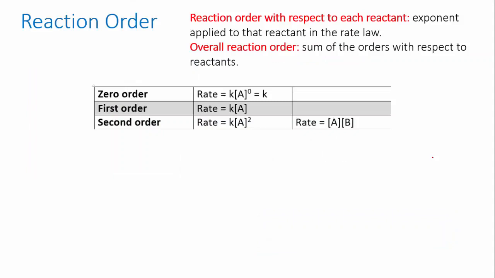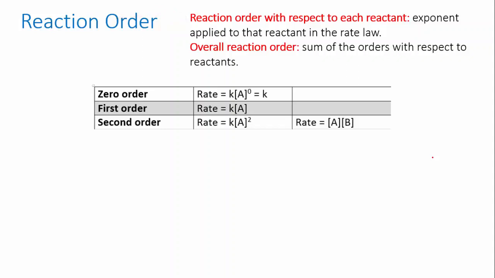So let's summarize reaction orders. Note that we can talk about reaction order in two contexts. We can talk about it with respect to a single reactant. That's like saying if we hold all other concentrations and conditions constant, how will the rate vary with this reactant?